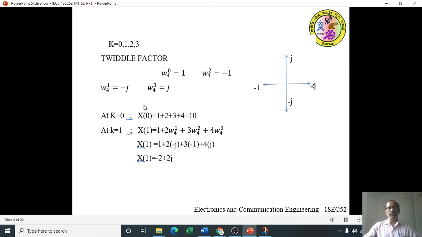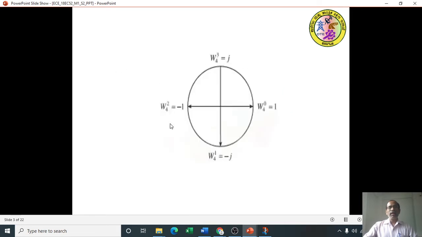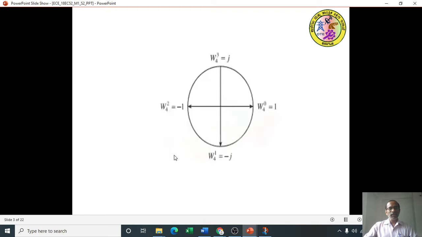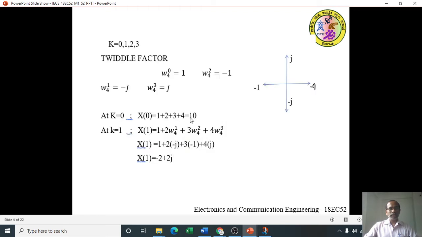Note down all the 4 Twiddle factor values. Now, our equation X of k is equal to 1 plus 2 omega 4 power k plus 3 omega 4 power 2k plus 4 omega 4 power 3k. I'll put k equal to 0. At k equal to 0, capital X of 0 is equal to 1 plus 2 omega 4 power 0. Anything power 0 is 1. So 1 plus 2 plus 3 plus 4, which gives rise to 10.